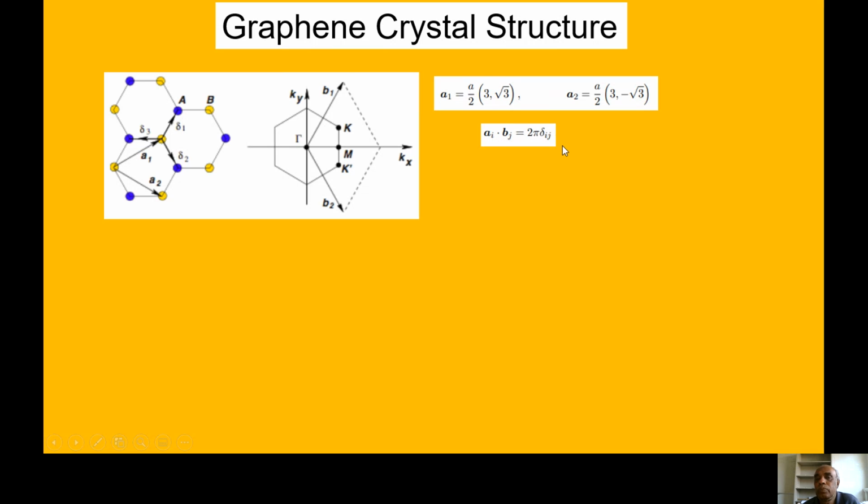If you use those equations with a1 and a2, you can easily find b1 is 2 pi over 3a times (1, square root of 3), and b2 is 2 pi over 3a times (1, minus square root of 3) in xy coordinates. So if you plot that here, these are my reciprocal lattice points. Then my vectors b1 and b2 are given here. So in the reciprocal lattice, we can find this K point, K prime. These points you can easily calculate if you know b1 and b2. So you can calculate these coordinates.